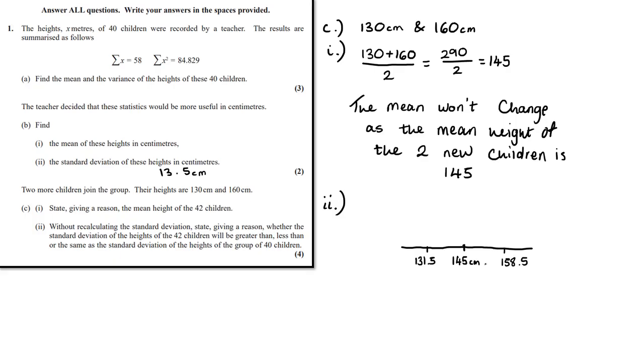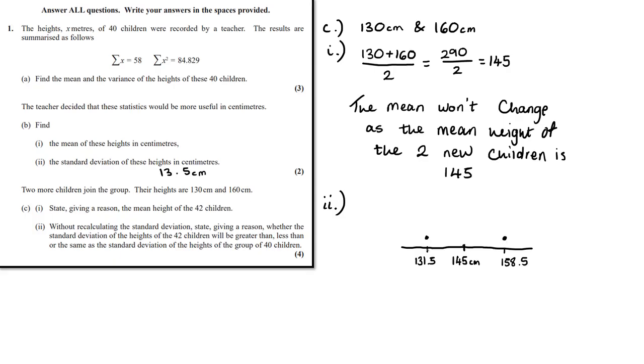Okay. Now, what we're saying is, if this was the mean, the heights of these 2 children, so if the children were 131.5 centimetres rather than 130, and they were 158.5, what would actually happen here? So let's just say that's where they are. So they're there and they're there. The standard deviation would remain exactly the same.